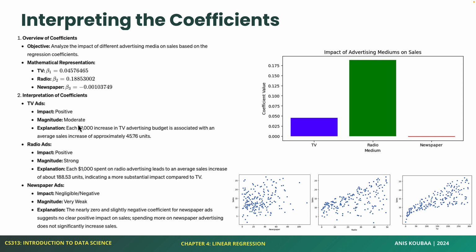So the magnitude is moderate, and the explanation is that for each 1,000 increase in the television advertising budget, this is associated with an increase of 45 units of sales. In the radio, we have a strong positive correlation, and for each 1,000 spent on radio advertisement, we will have 188 units. And here we have negligible to negative, but very weak magnitude. It almost doesn't have any effect, whether you put budget on the newspaper or you don't, there is no major effect.